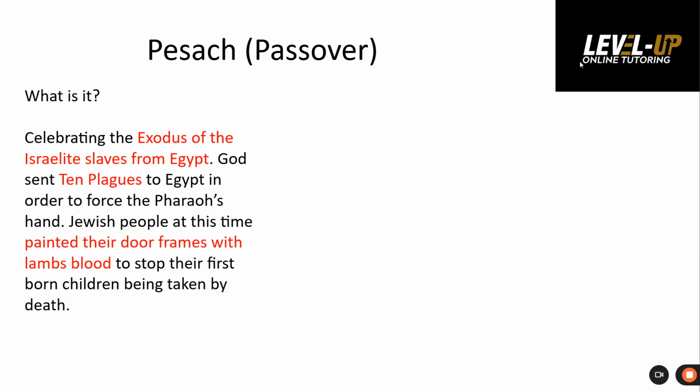And by doing so, when death came down to claim the firstborn children, any houses that had that blood on their door frame, it would quite literally pass over them. Hence why we get that name Passover. The death passed over their houses to ensure at that moment then the Pharaoh would agree to let the slaves go, and that allowed their exodus, their freedom from slavery.